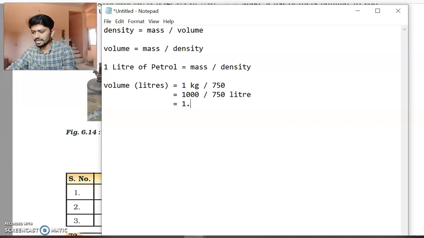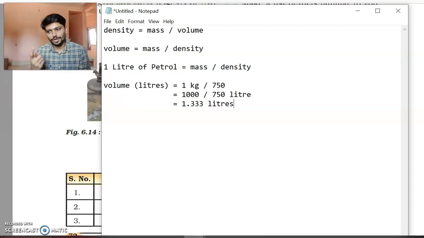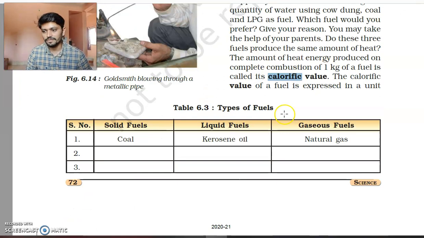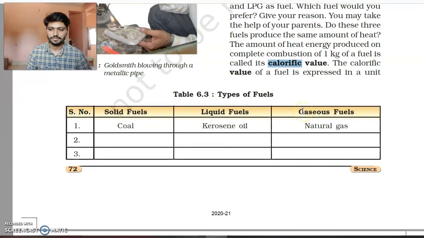It would come around something like 1.33 liters. So when we accumulate 1.33 liters of petrol, it will weigh exactly 1 kg. And when we burn that 1.33 liters, the amount of heat energy we will get will be called the calorific value of petrol.